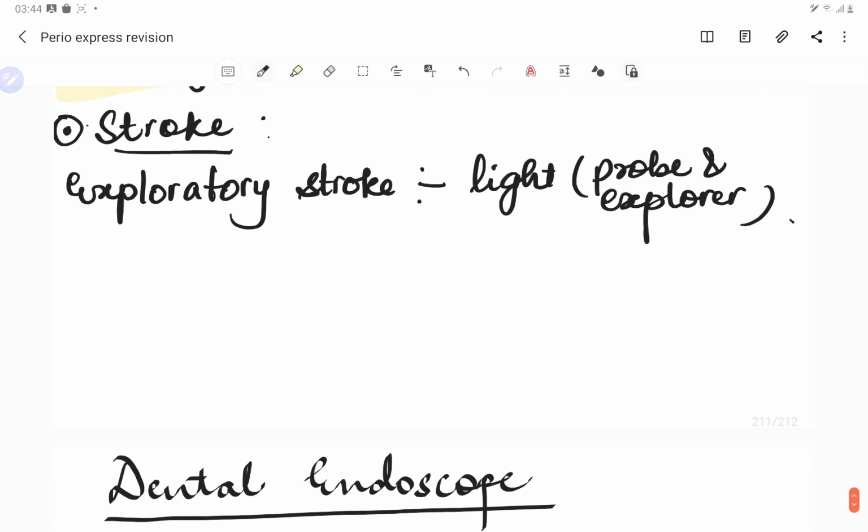Next one we have is the scaling stroke. The scaling stroke is the one we use for scaling, either subgingival or supragingival. So what do we do? We engage the scaler and then we pull it towards us, right? So we pull it towards us. That is a short and powerful stroke.